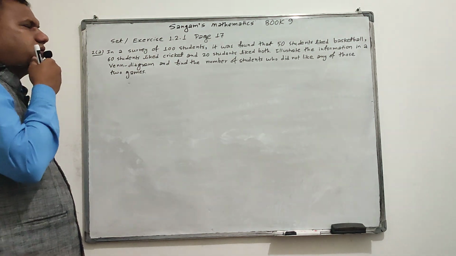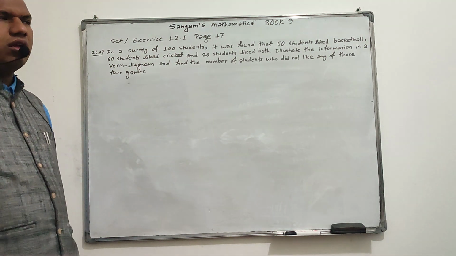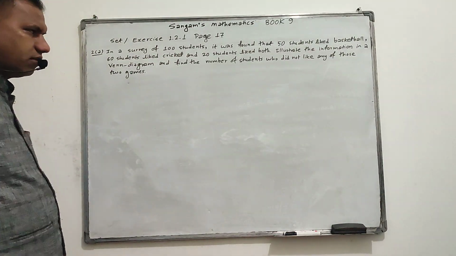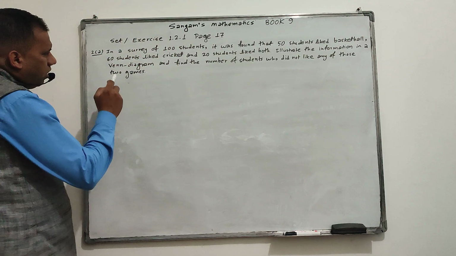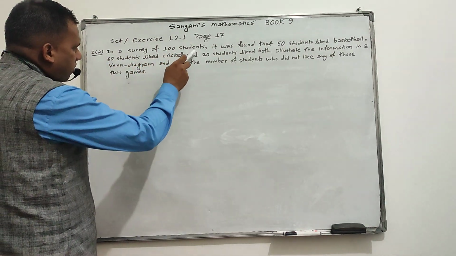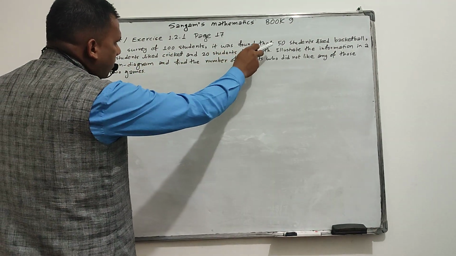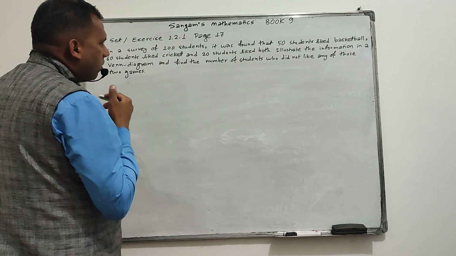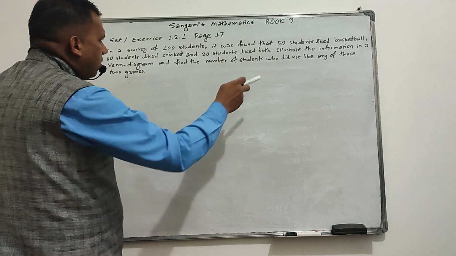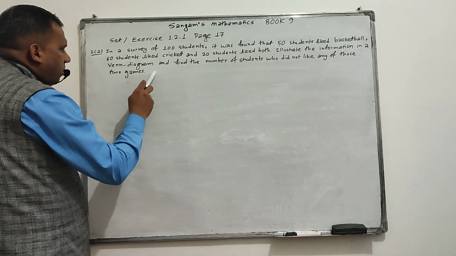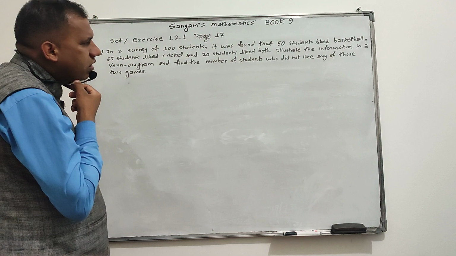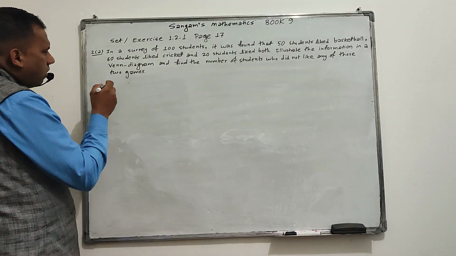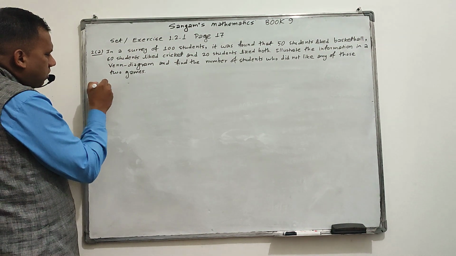Today I will do some questions from Sangam Mathematics, Book 9, Topic Set, Exercise 1.2.1, page 17. Let's continue from 2A. In a survey of 100 students, it was found that 50 students liked football, 60 students liked cricket, and 20 liked both. Illustrate the information in a Venn diagram and find the number of students who did not like any of those two games. Now, its solution.